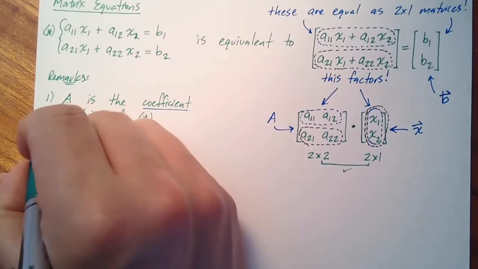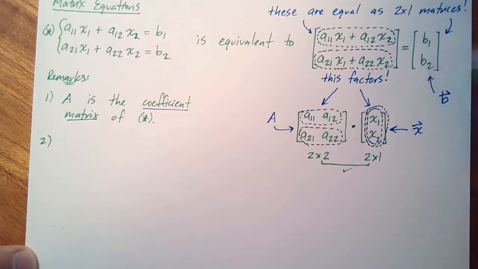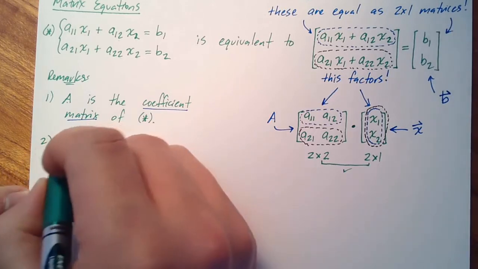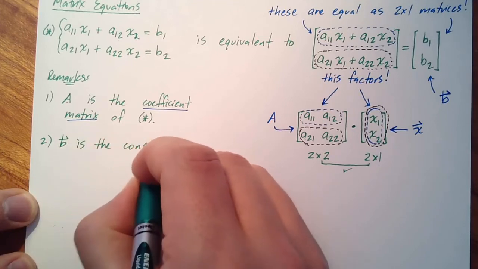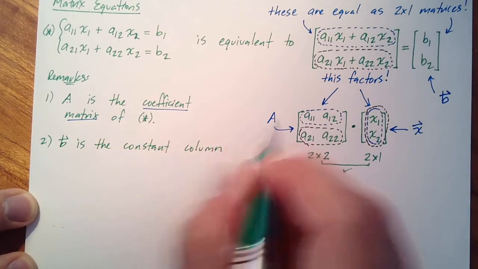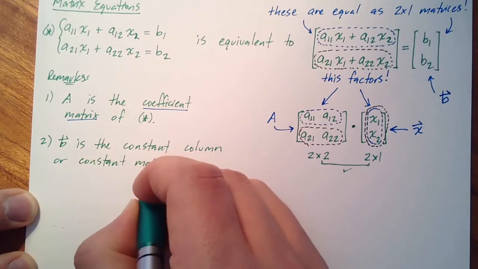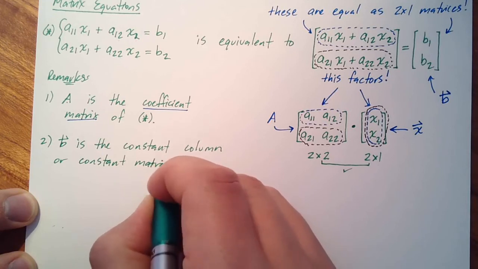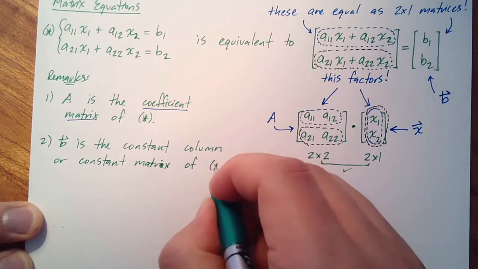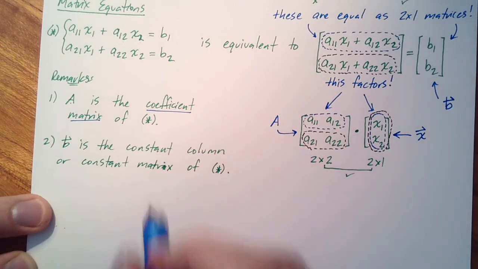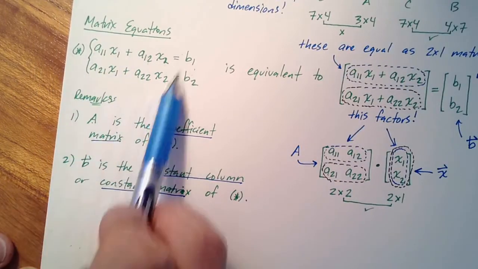We have a name for B as well. This matrix here, it's got all the constant terms put together. And it's a column matrix. So I like to call it the constant column. You can call it the constant matrix as well. It's the matrix which has all the constants put together inside of it. And again, it's either the constant column or the constant matrix of this linear system up here.